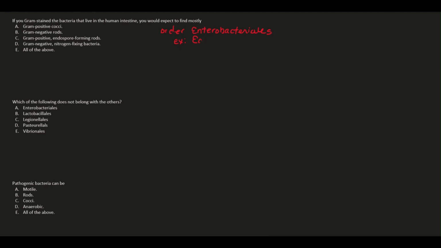Oopsie. Let's go back. E. coli. And we're going to list that it is a facultative anaerobe. It's gram-negative, and it's in the shape of a rod. Now going back to our options, we have gram-positive cocci, gram-negative rods. B. That is the answer, gram-negative rods.